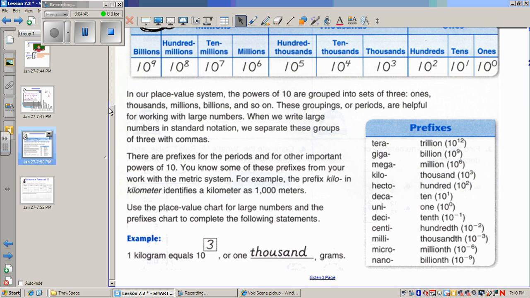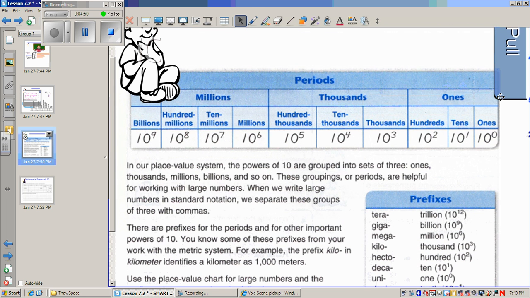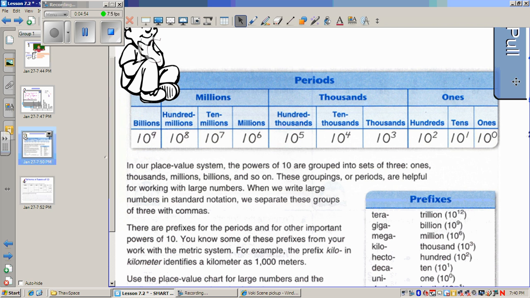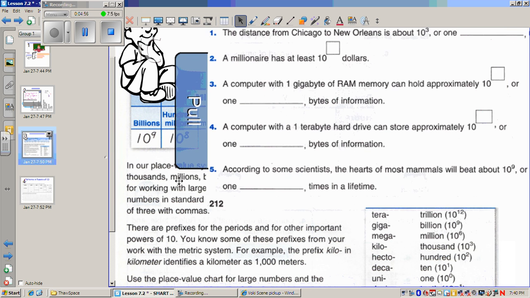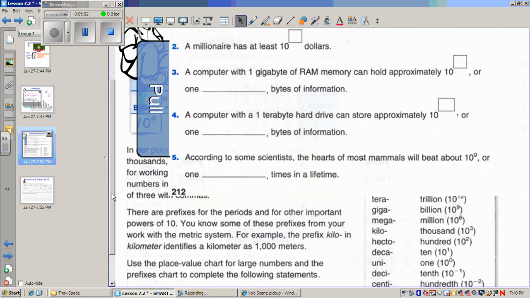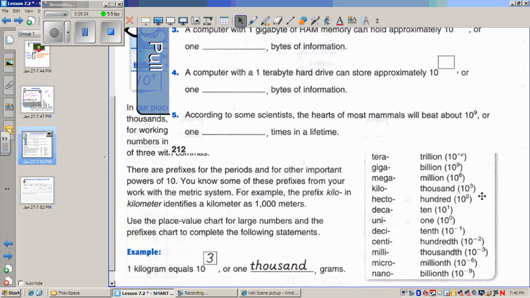So if you take a look now at the chart, the problems say the distance from Chicago to New Orleans is about 10 to the third, or how many miles? Well, if we're talking about 10 to the third power, and I look over here, that means kilo, or thousand. So that would be 1,000 miles.